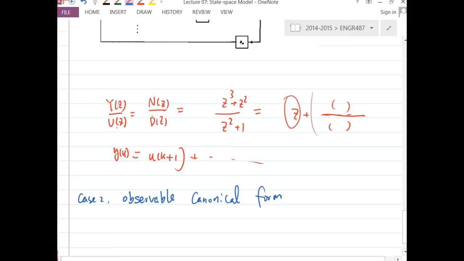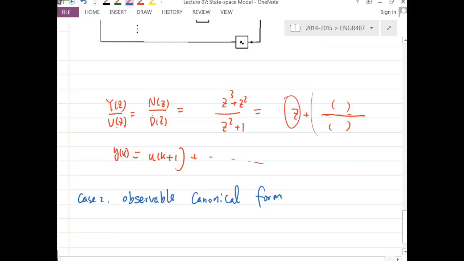Where's my handwriting? Where did it go? That's weird. All right.